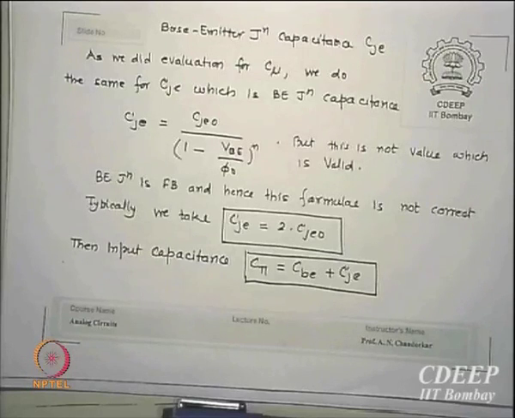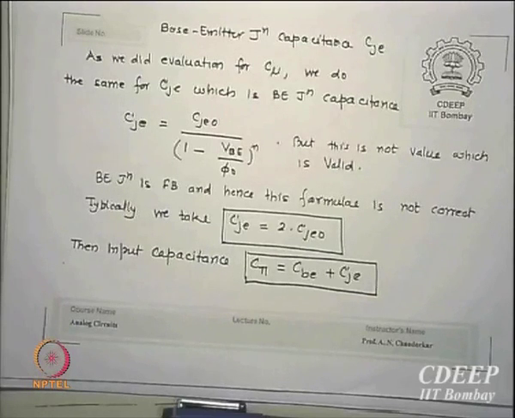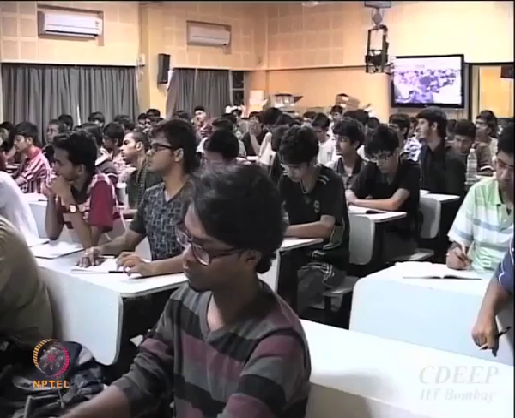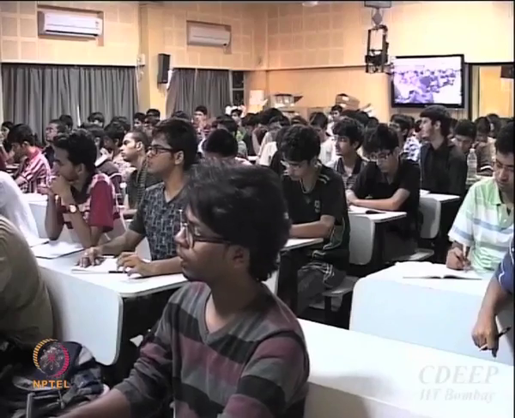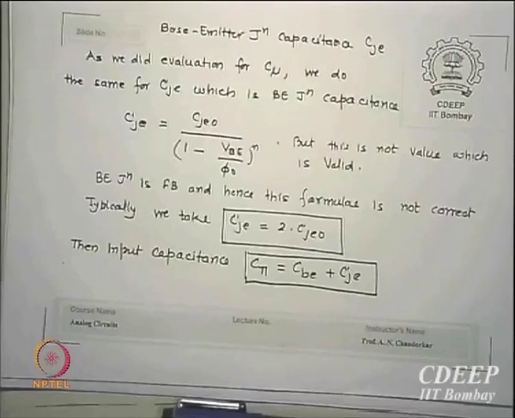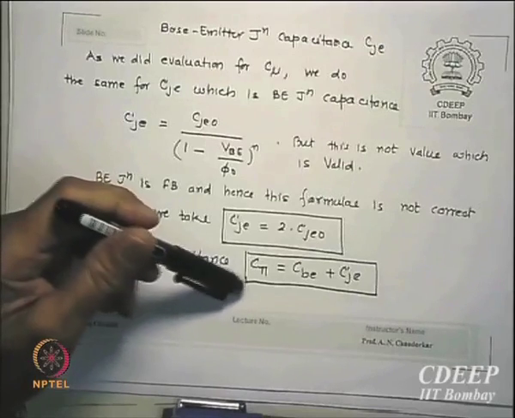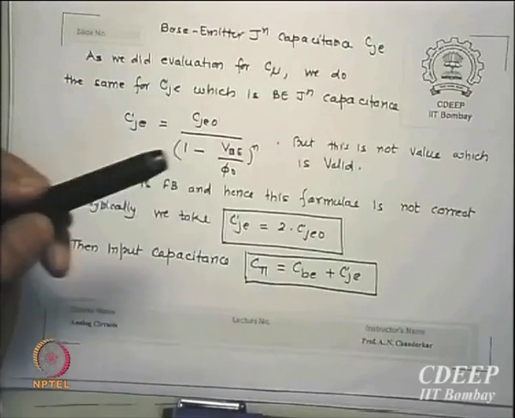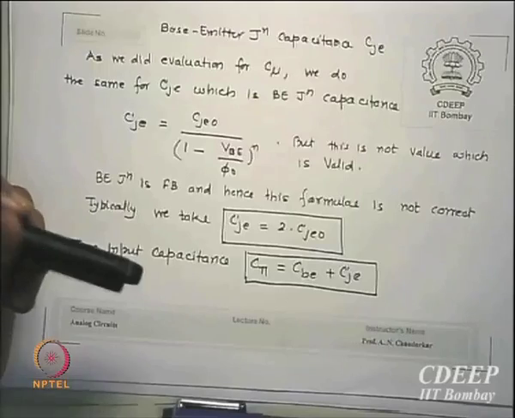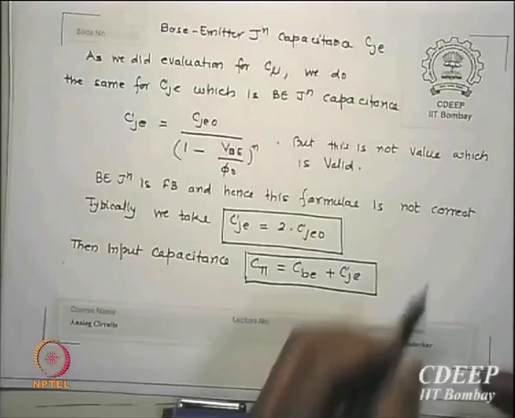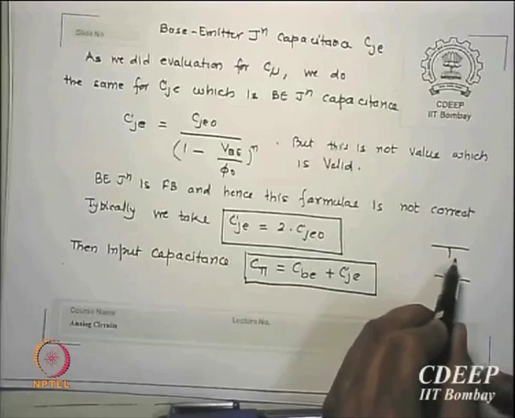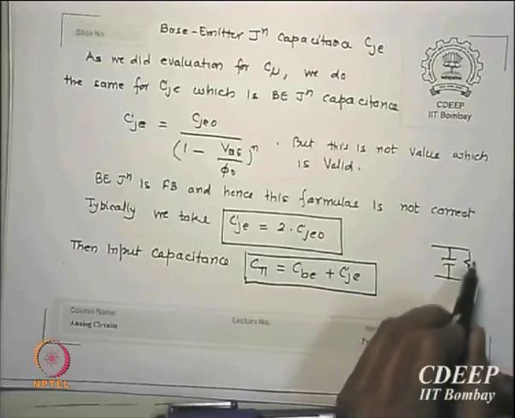Is that correct? So what will specify you? CJE0. But when you write CJE, you should multiply it by 2, that is another value. So what is the input capacitance now? You have 2 capacitances at the base emitter junction. What is the first one? The diffusion capacitor. What is the second one? Junction capacitor. So the total input capacitance is named CBE plus CJE. Is that correct? The total input capacitance between base and emitter is C pi, across this is R pi.